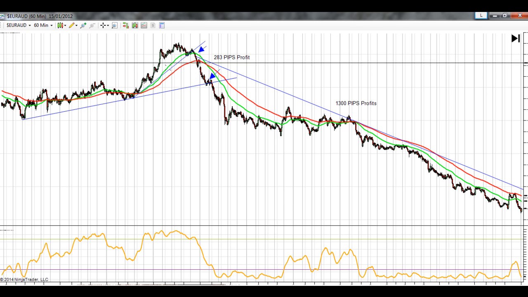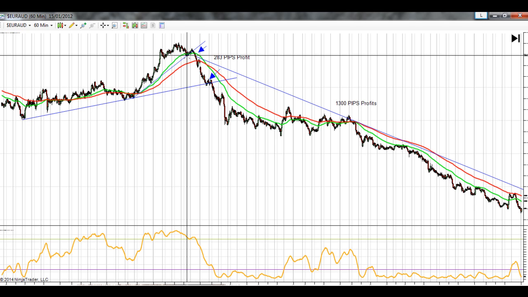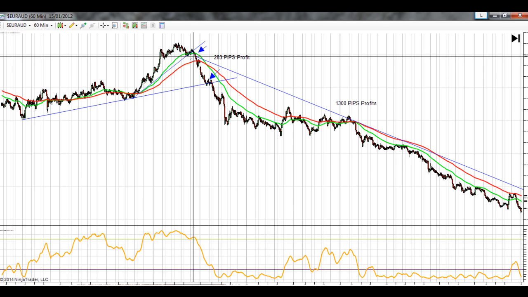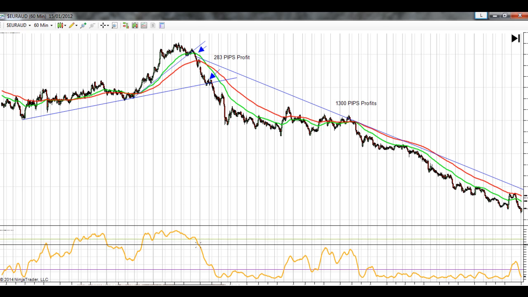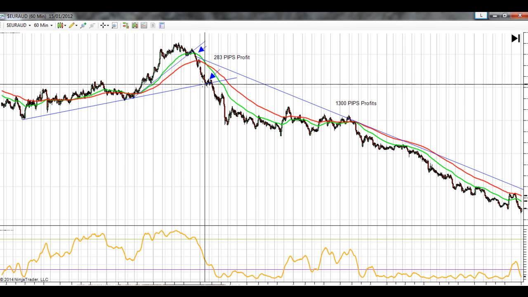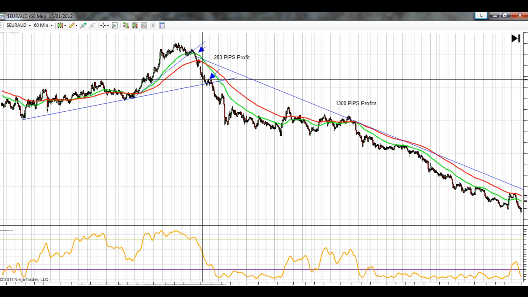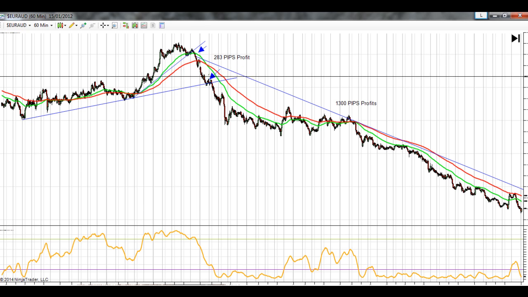I've got my entry signals in place. I've got a broken trend line, I've got a broken green line here, and I've got a yellow moving through the green down the bottom, and I've got enough room here to potentially make some good profit. So I'd put a trade in here, and potentially I would exit here.